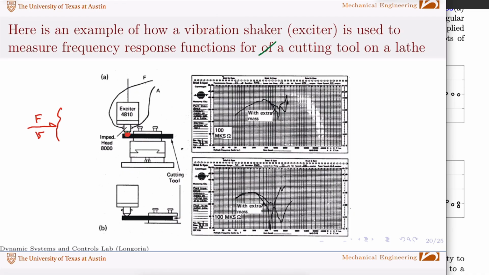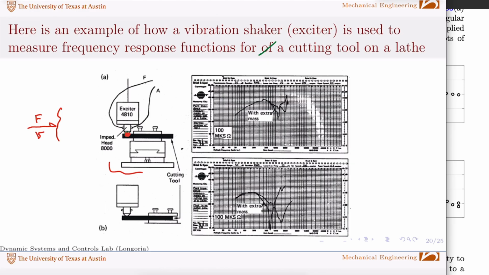It's got a force sensor and it's got an accelerometer, so that you can interrogate, say, what is the force and velocity at that point that I'm putting in there, so that you can measure that. That's why it's called an impedance head. This is sort of a lathe mounting for a cutting tool.